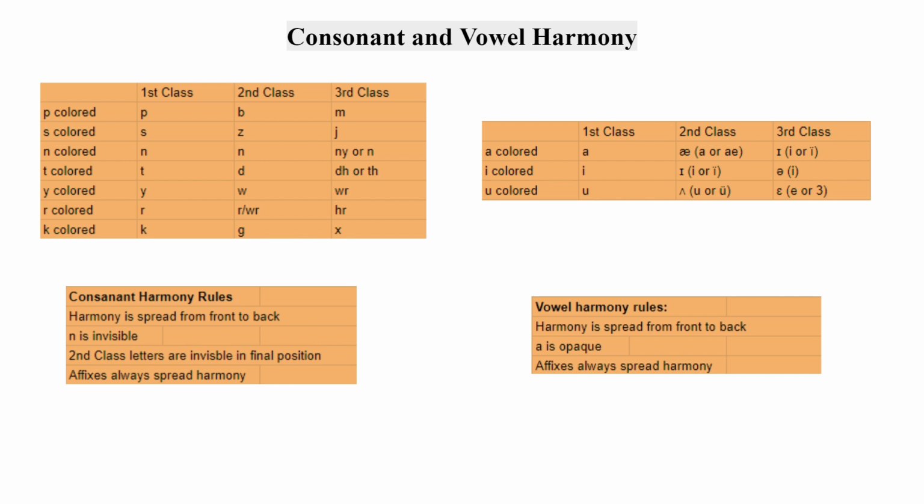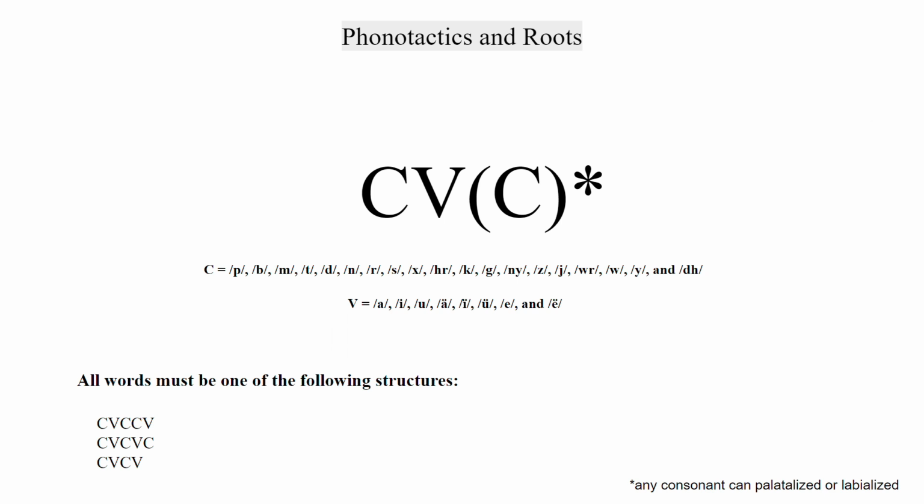So now for phonotactics and roots. Phonotactics are the way that a language is put together. For Arjan, they have a CVC syllable structure. Each syllable needs a consonant and a vowel, and optionally another consonant. So the consonants are the ones we already went over, and so are the vowels.